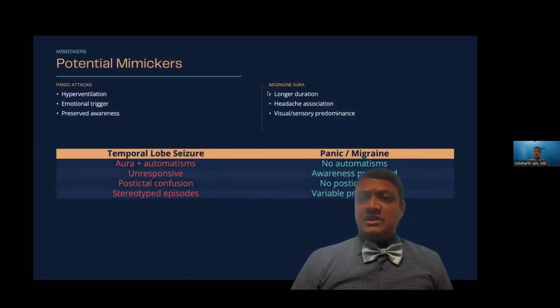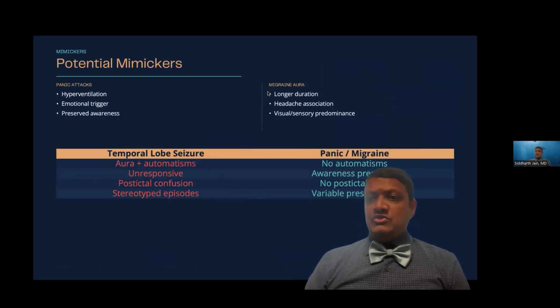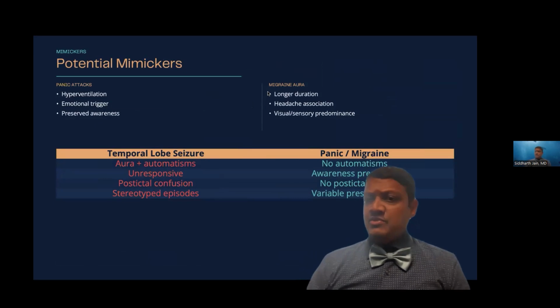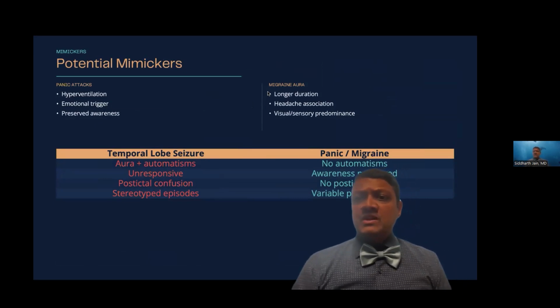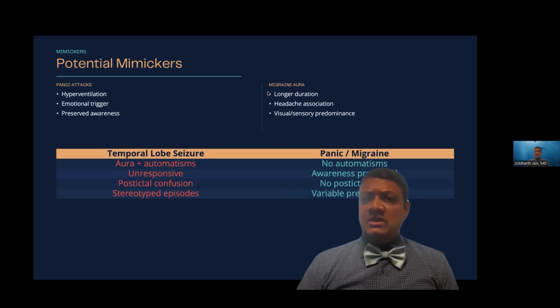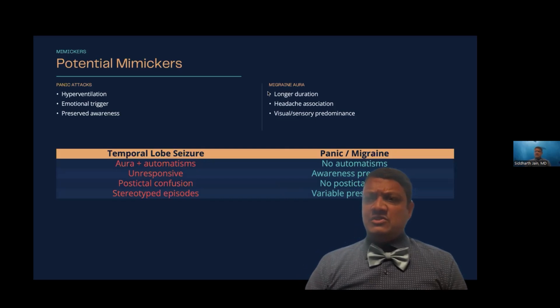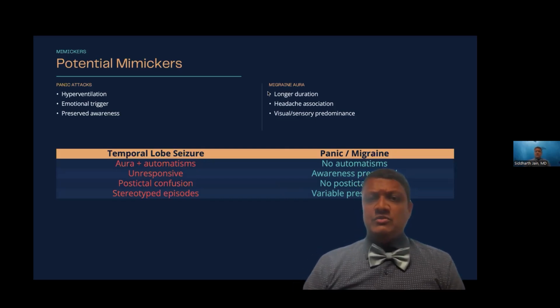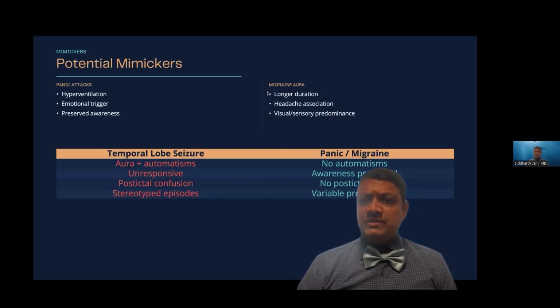So this differential includes complex partial seizures. Can they be absence? Can they be temporal or frontal in onset? The duration and the post-ictal state argue against absence seizures. Also the stereotypy and the duration of the events is not typical for psychogenic events, which tend to be much, much longer in duration.